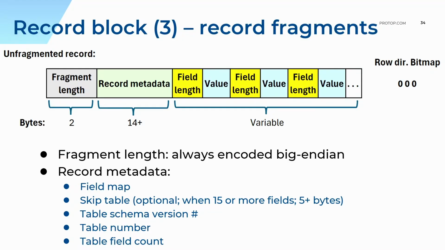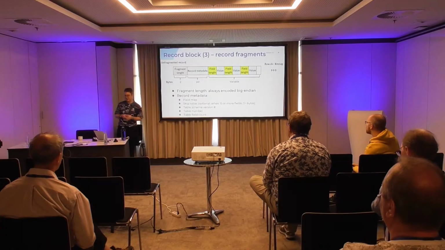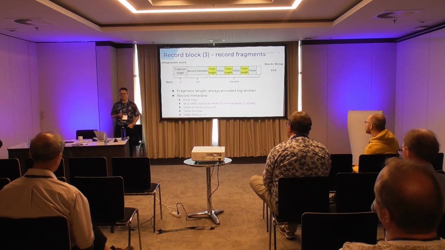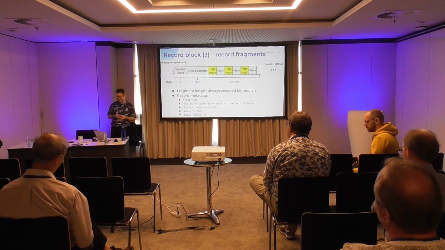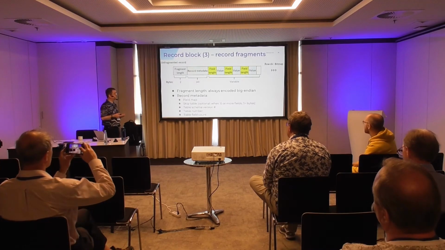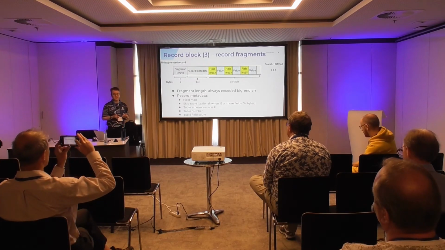Okay, so now let's look at what a record fragment actually looks like on the inside. So I'll take the simpler case here of an unfragmented record, meaning the entire record is in one record block. It begins with a 2-byte fragment length field. This is one of those exceptions that I talked about to the big endian, little endian thing. These are always encoded big endian. I don't know why, they just are. Next, we have some record metadata. This is always going to be at least 14 bytes, but it could be larger.